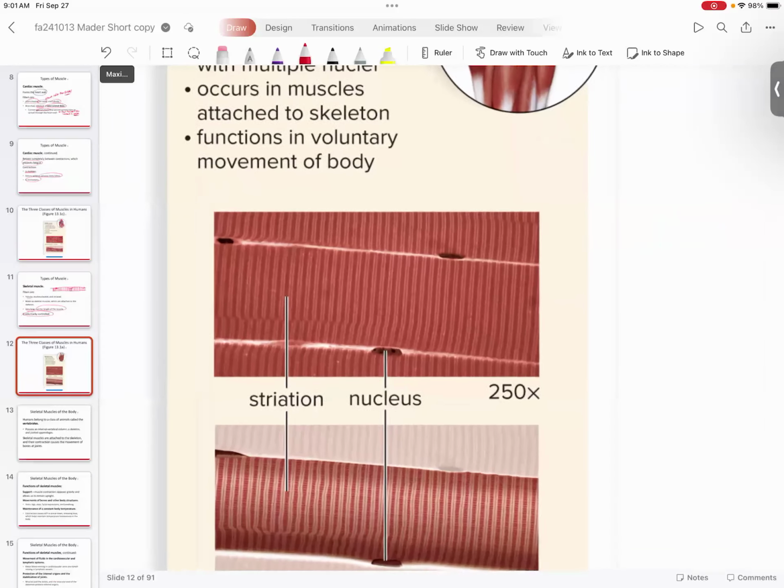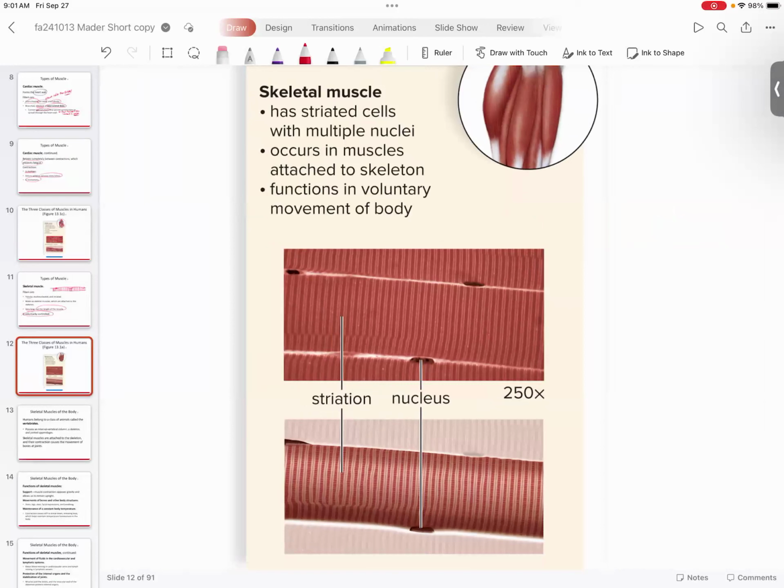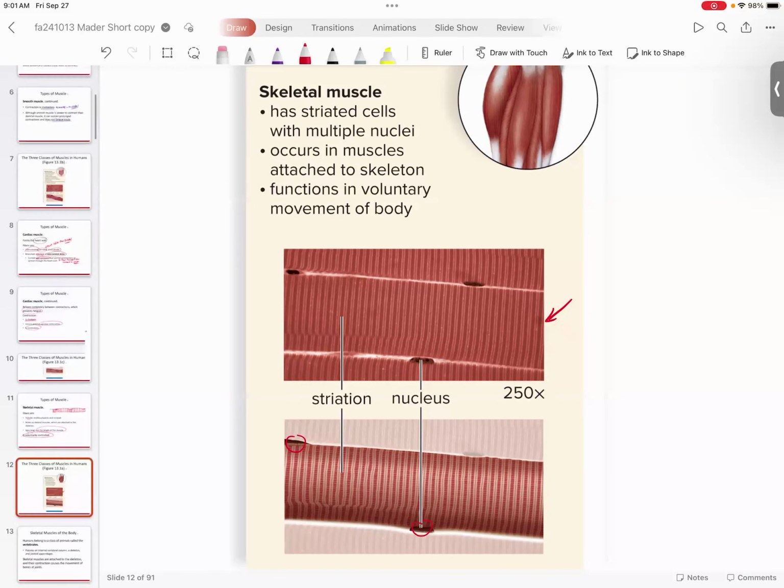And so here's what your skeletal muscle looks like. You can see those really dark striations, much darker than cardiac muscle. And if you look at it long enough, you'll notice you have multiple nuclei in a given muscle fiber.